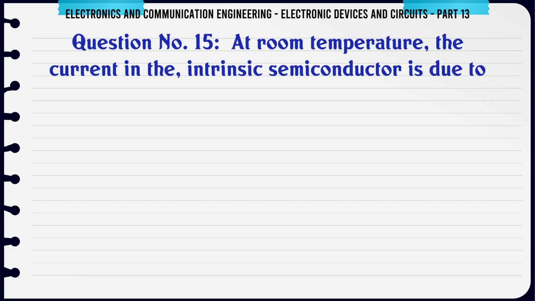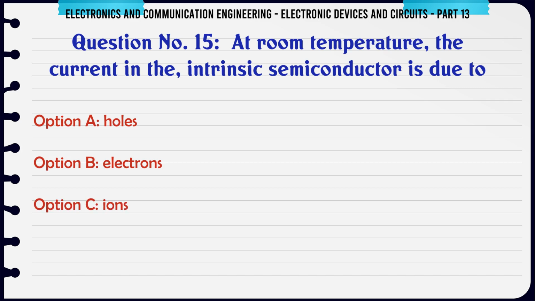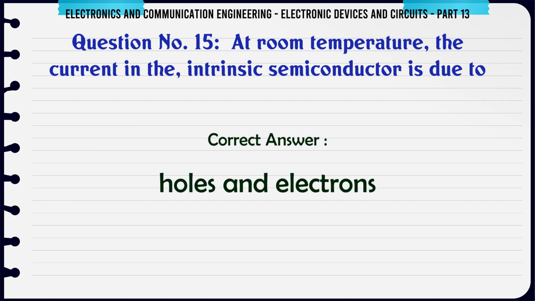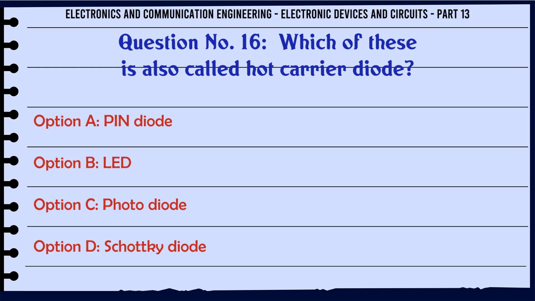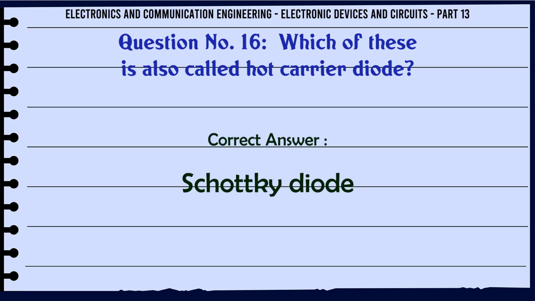At room temperature, the current in the intrinsic semiconductor is due to: A. holes, B. electrons, C. ions, D. holes and electrons. The correct answer is holes and electrons. Which of these is also called hot carrier diode? A. PIN diode, B. LED, C. Photodiode, D. Schottky diode. The correct answer is Schottky diode.